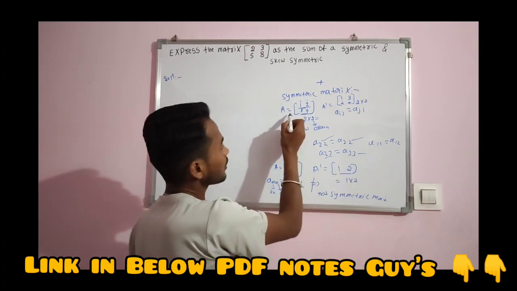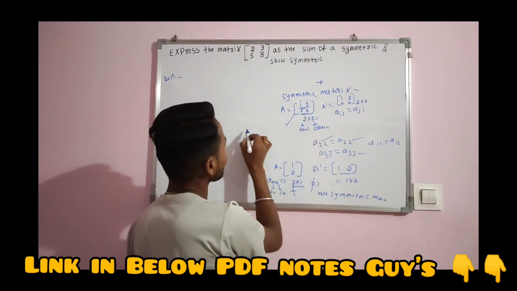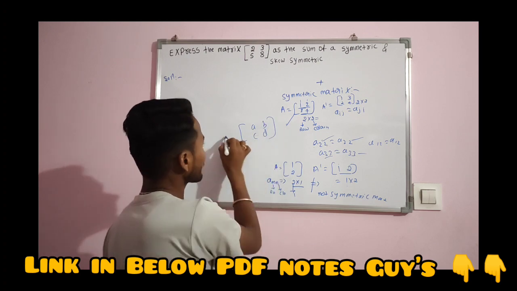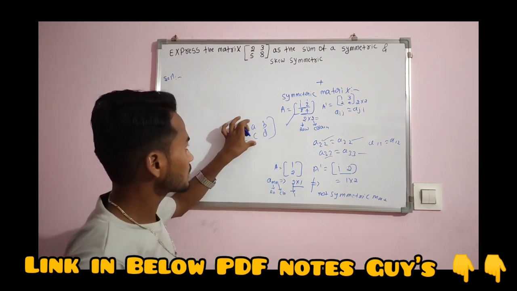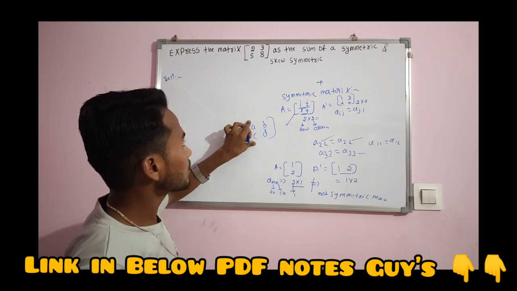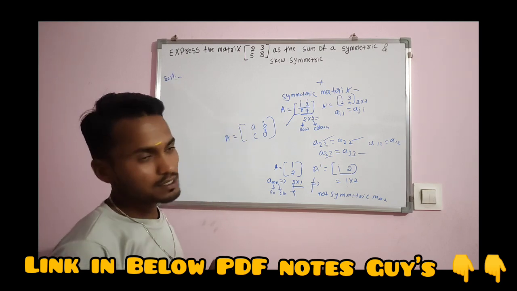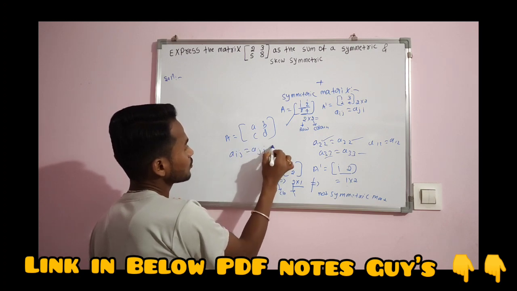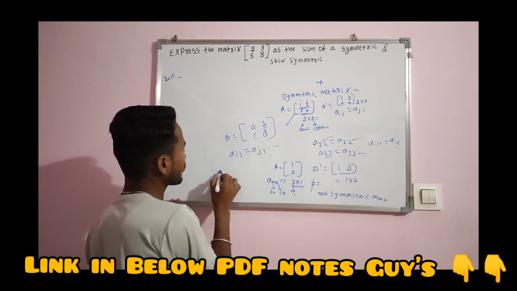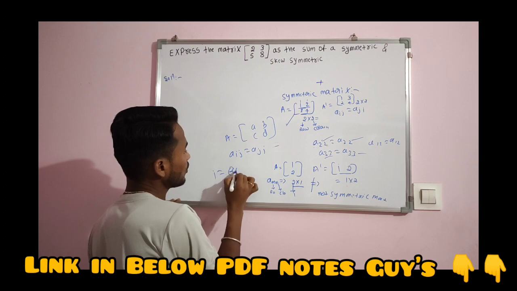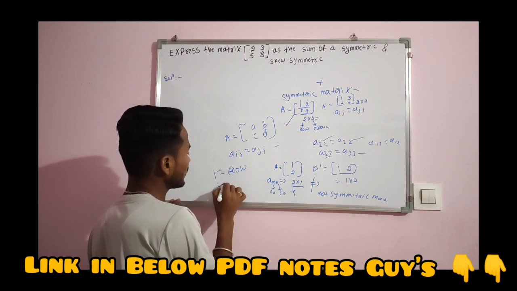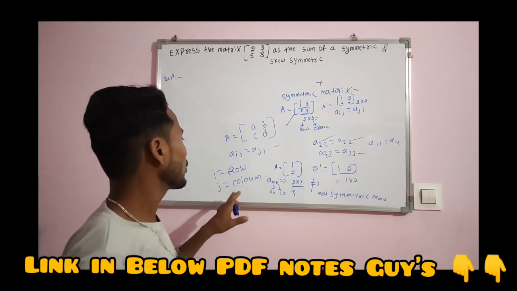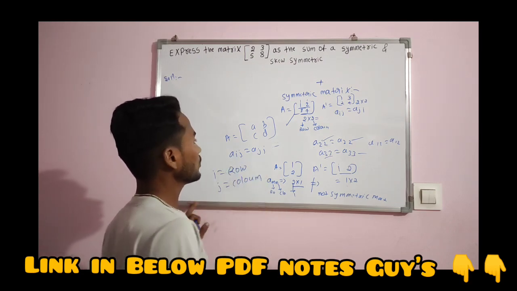So we define a symmetric matrix as follows. A square matrix, for example a b c d, is a symmetric matrix if Aij equals Aji, where i is the row and j is the column. So i equals row and j equals column, and Aij equals Aji.